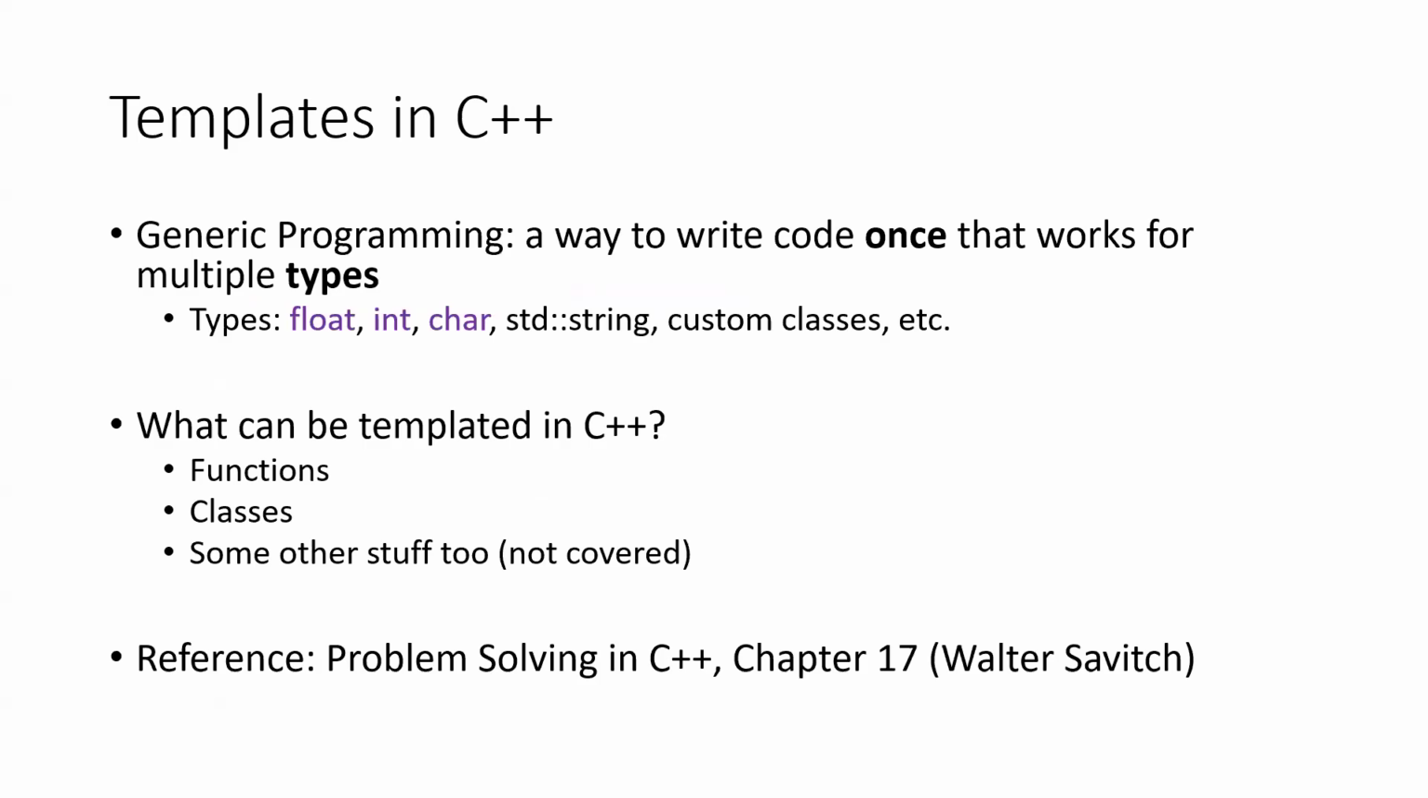The idea for generic programming in C++ is to not constrain types. Generally, generic programming is a way to write code once that works for multiple types. For example, float, integer, char. And what can be templated in C++, we are going to cover functions and classes. And you can template some other stuff too that are not going to be covered. And you can go to the textbook for reference.